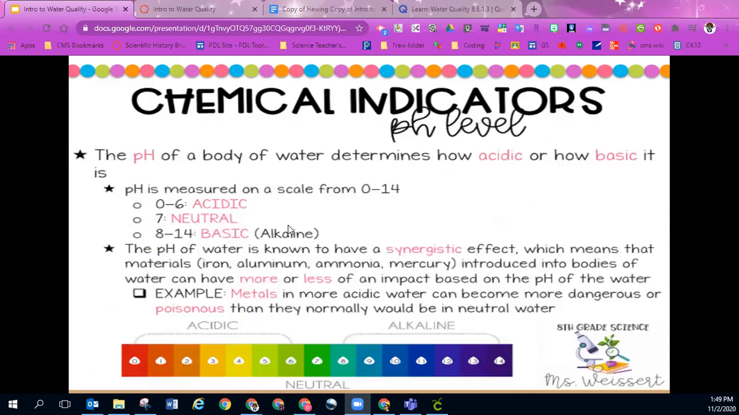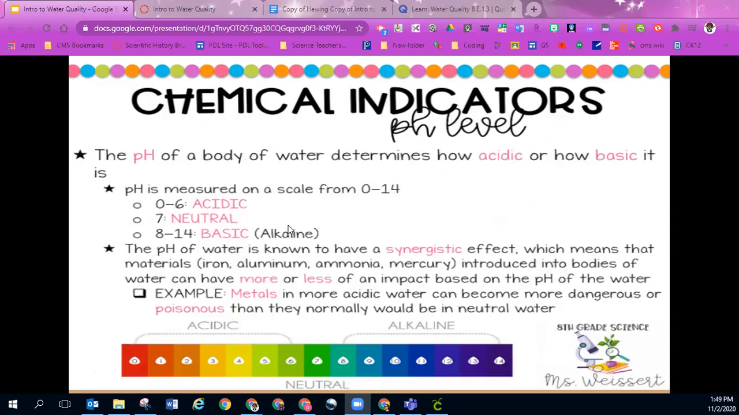Next, we have pH. Our pH deals with how acidic or how basic a water is, or how an object is. pH is measured on a scale from 0 to 14. 0 to 6 is acidic, 7 is neutral, and 8 to 14 is considered basic or alkaline.